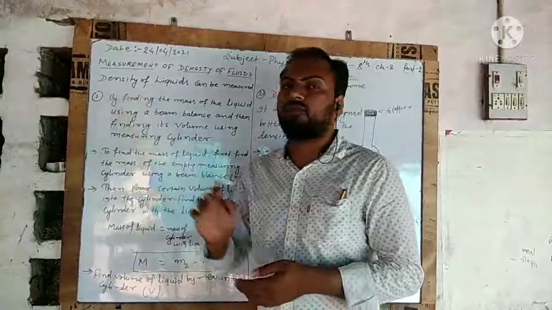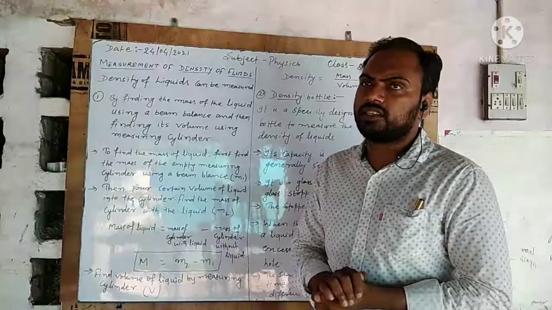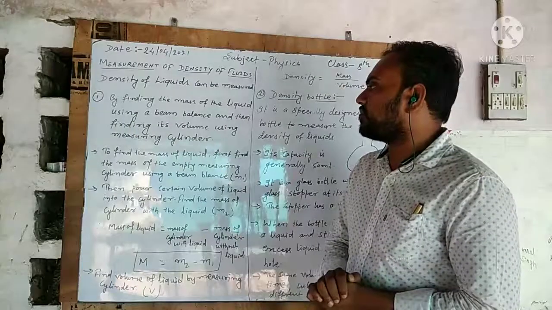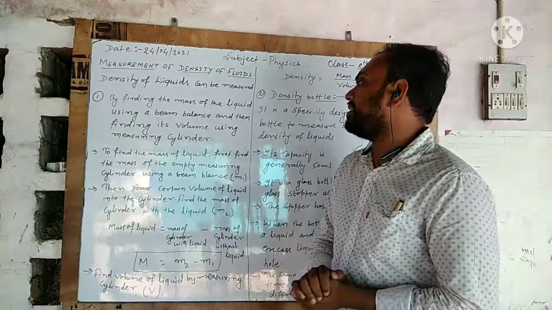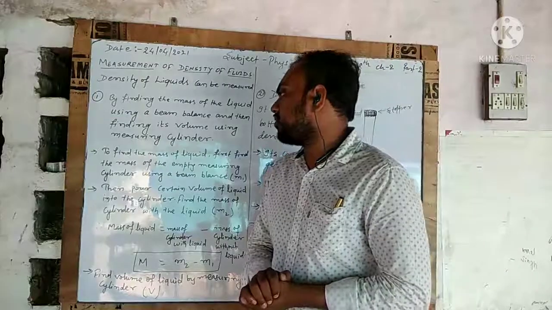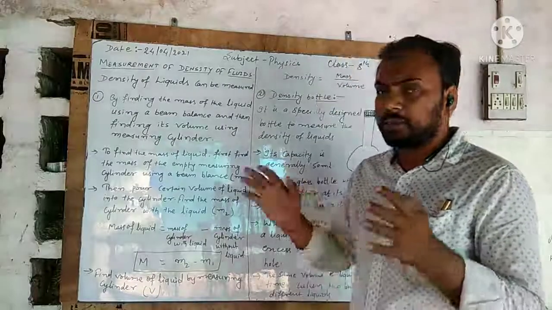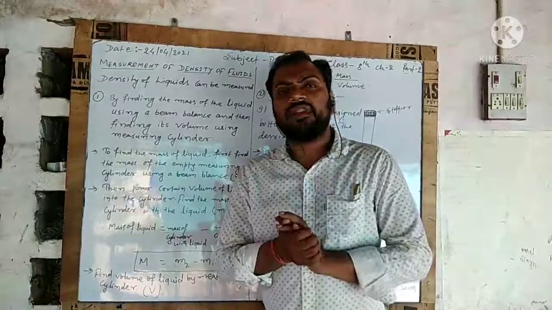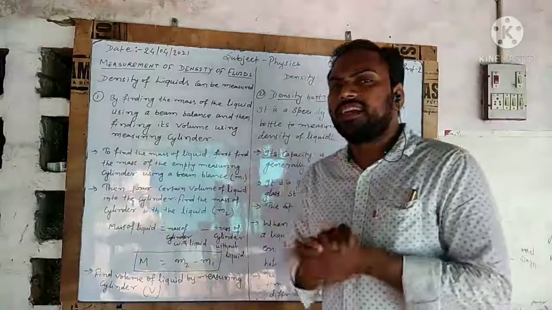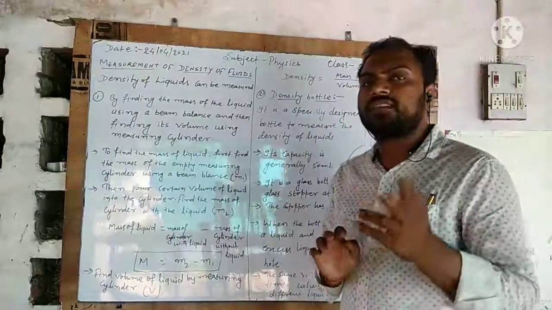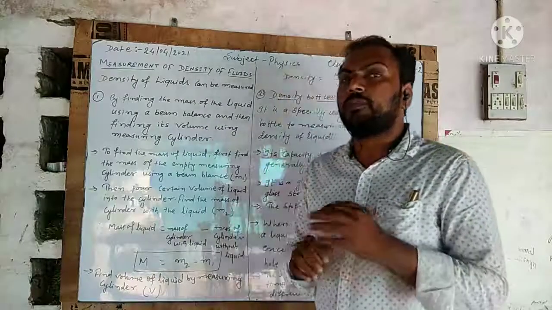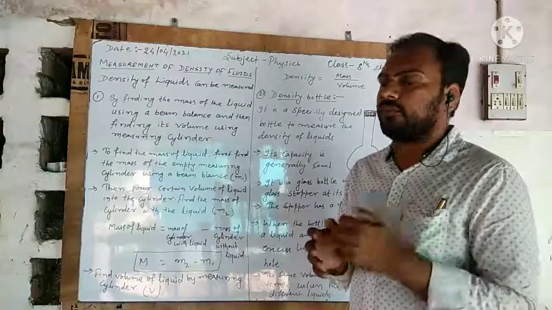The first process of finding the density of a liquid is very simple: find the mass of the liquid using the beam balance and then find its volume using the measuring cylinder. To find the density of a liquid, two things are required, that is the mass of the liquid and the volume of the liquid.